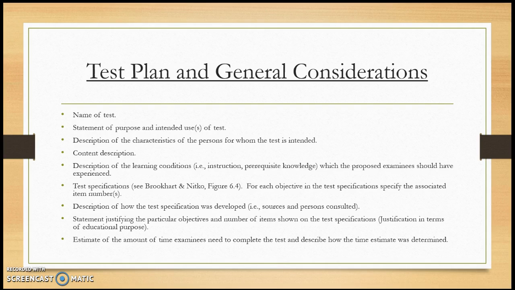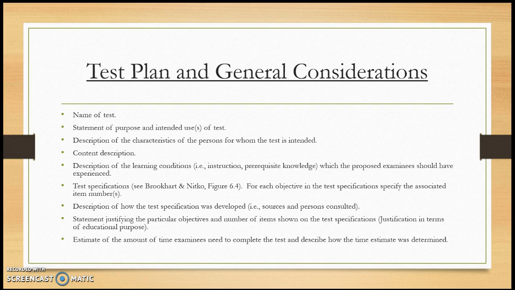Description of how the test specification was developed. Sources, persons consulted. Maybe you have a grade level team. Maybe you have a subject level team. Maybe you have somebody who's your curriculum director. Maybe you have a principal. Talk about the process. How are things developed in your school or where you're at so that you can develop a test? Statement justifying the particular objectives and number of items shown on the test specification. So, why did you pick 25 items? Was it so that you could adequately cover the content you needed to cover?